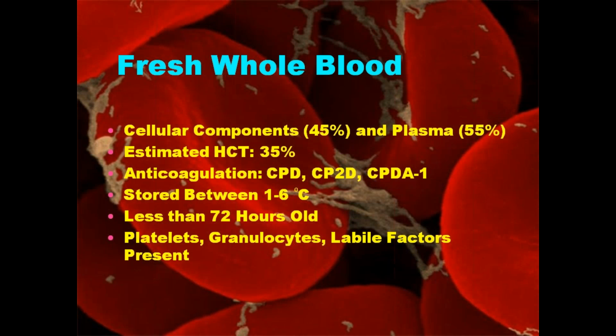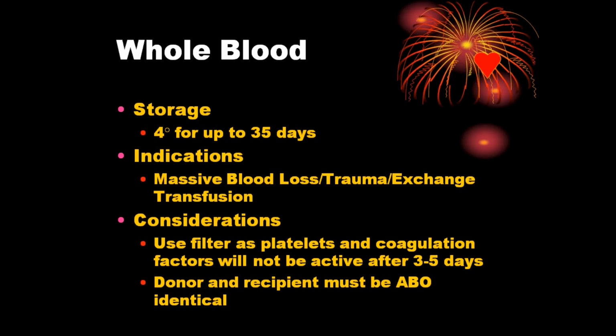Now the components, whole blood. The cellular component of whole blood is 45%, the plasma 55%. Estimated hematocrit is 35%. Anticoagulation is CPD, CPD2D, and CPD-DA. Stored at 1 to 6 degrees centigrade. It should be at least only 3 days old, not older than that. It also contains platelets, granulocytes, and labile factors are present. It is stored at 4 degrees centigrade up to 35 days.